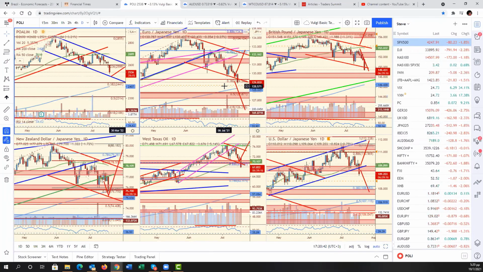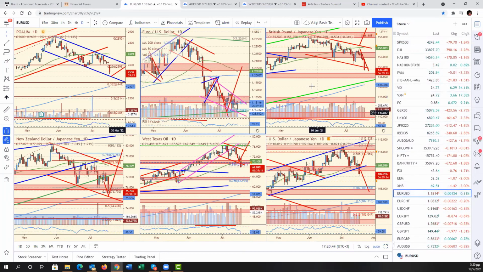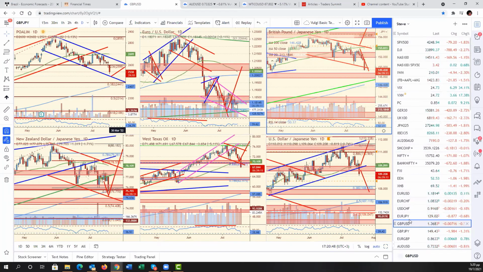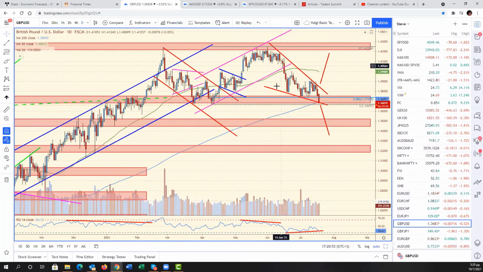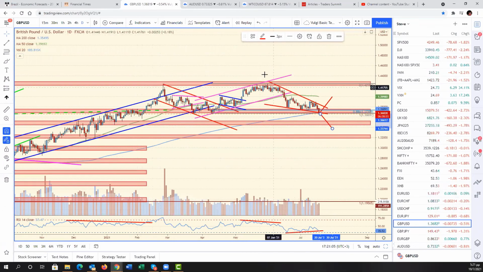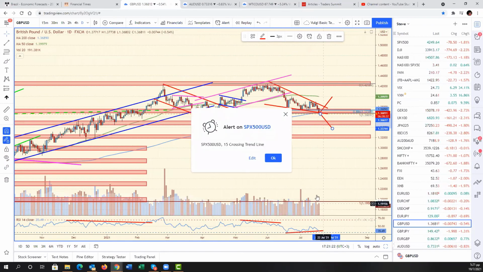Let's see what's happening. Yeah, cable testing an important confluence of supports here. So, if this wants to be resolved to the upside, we should be holding this confluence of supports here, right? 200 daily moving average, this wedge's trendline support, both pass previous lows, right? Both pass from here, 136.70.